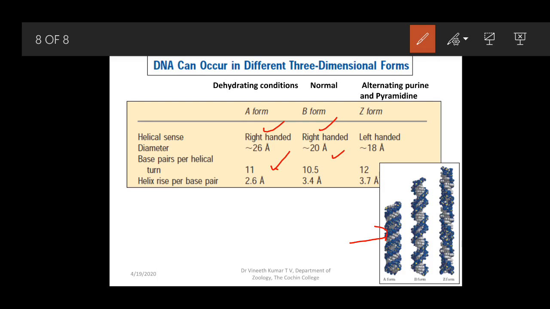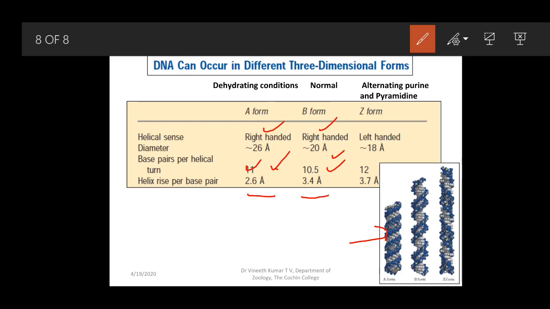Here also the base pairs per turn, which was 10.5 in normal DNA, becomes 11. And the rise per turn, as we said earlier, in the B form DNA was 3.4 angstrom, which is 0.34 nanometer, the distance between two nitrogen bases, one below and one above. But here, when it shrinks, the distance also reduces to 2.6 angstrom.